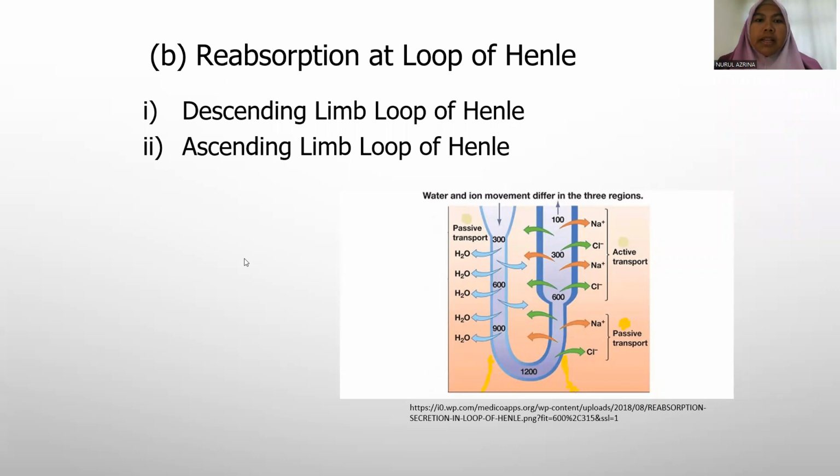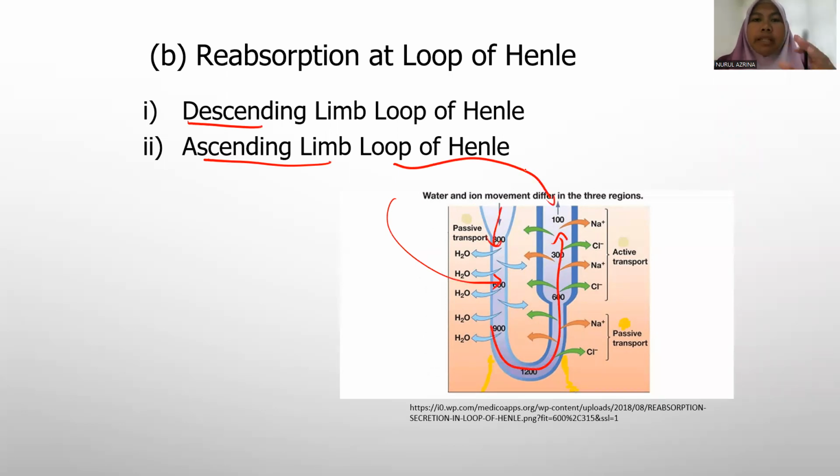Okay, right. So in the previous video, we stopped at the introduction to reabsorption at the loop of Henle. Remember, the loop of Henle is divided into two regions, the descending loop of Henle and the ascending loop of Henle. So this is the descending loop of Henle, and this is the ascending loop of Henle.